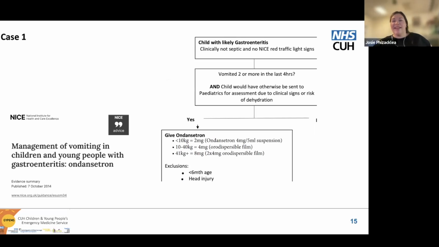And NICE guidelines also supports this with children who have no red traffic light signs, so they're not looking septic or shocked. They've had 2 or more vomits in the last 4 hours, and they would otherwise be sent to an assessment unit because they've failed a fluid challenge. So then you've got your potential to use ondansetron, but just be aware that's not including children less than 6 months, and just be wary using it with head injury. I think that's the time where you don't want to mask the vomiting.